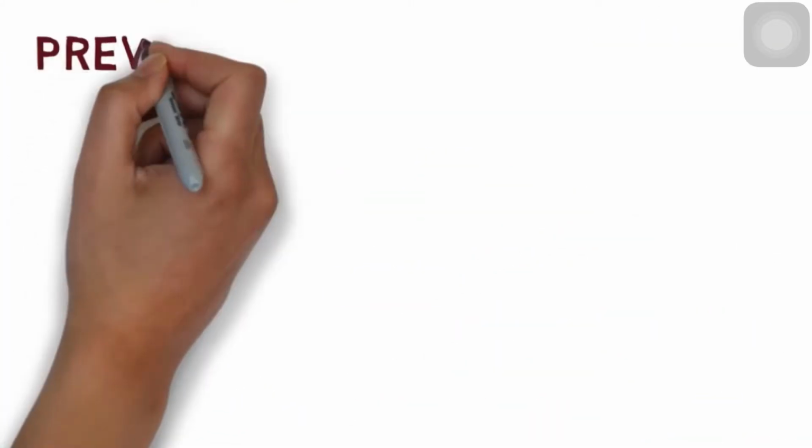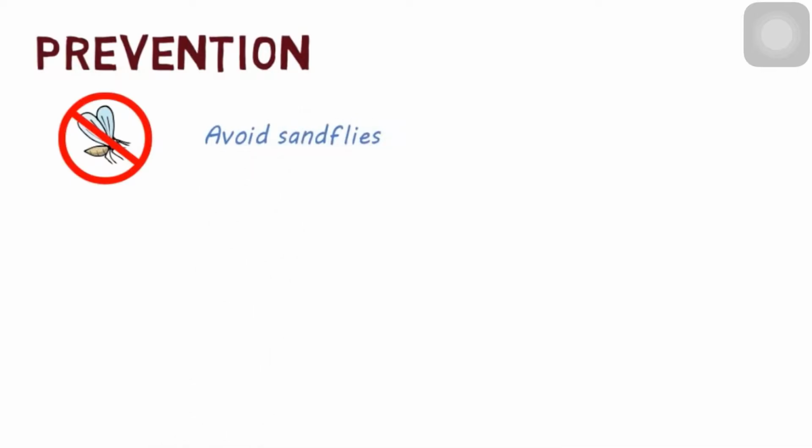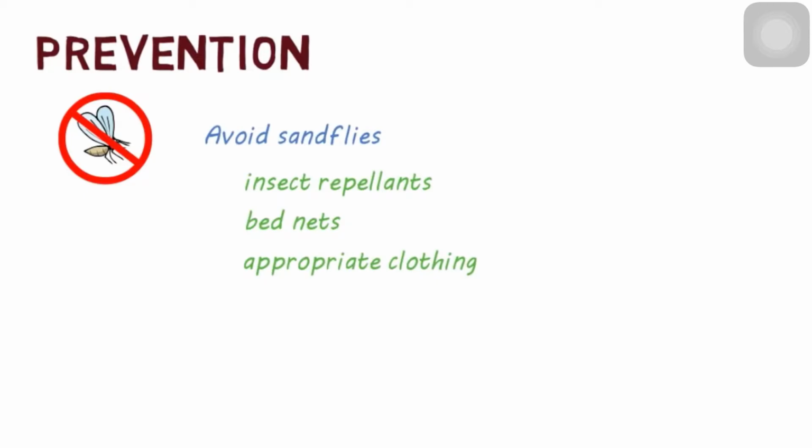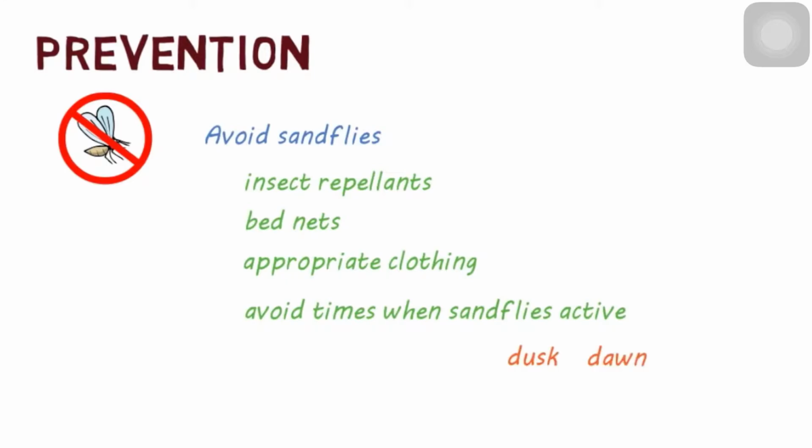So how is leishmaniasis prevented? Well, there are several different ways. The best way to prevent leishmaniasis is to avoid being bitten by sandflies. This can be done by using insect repellents, insecticide-treated bed nets, wearing appropriate clothing that covers skin, and avoiding outdoor activities during times when sandflies are more active, which is usually between dusk and dawn.